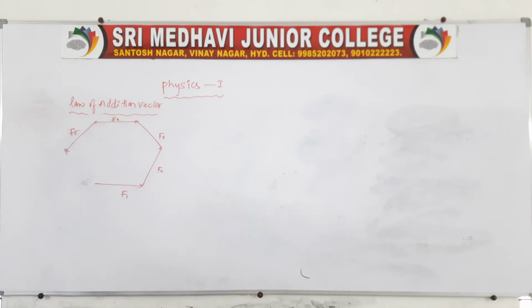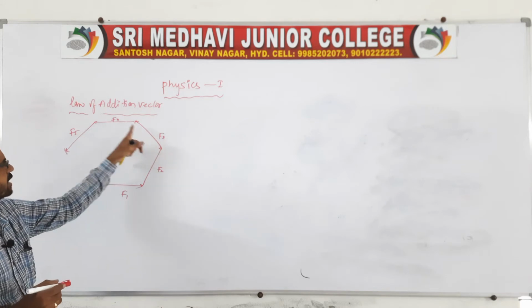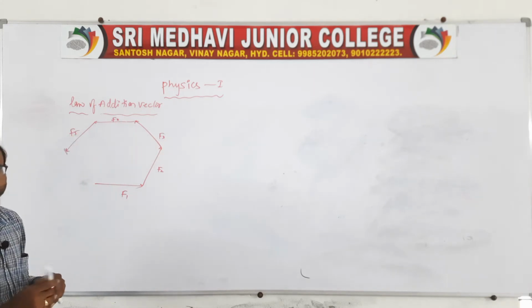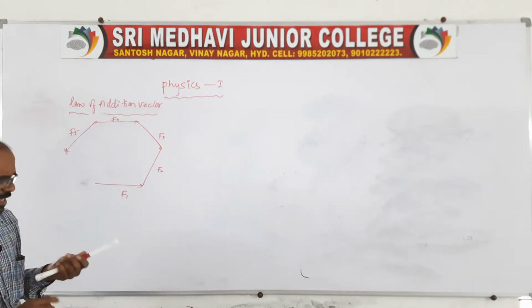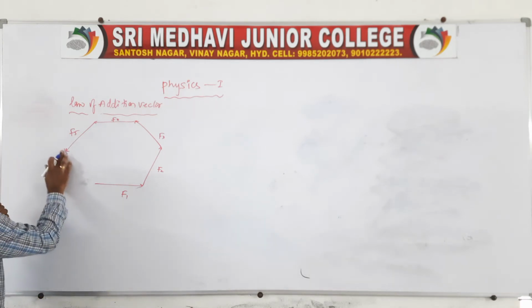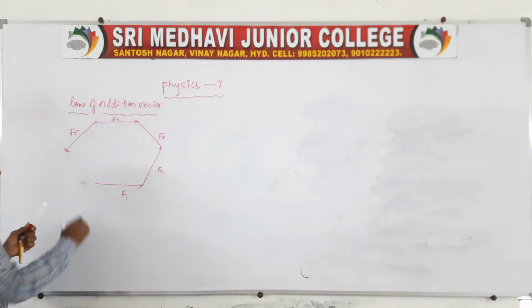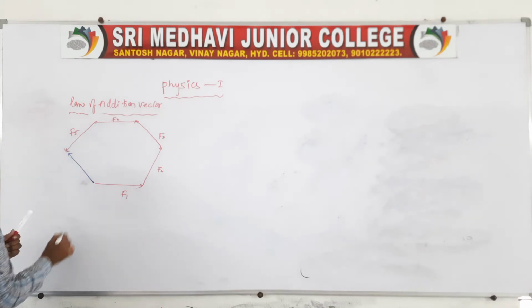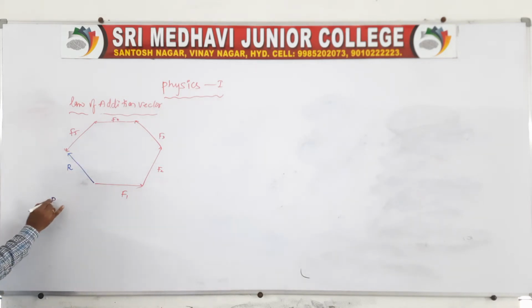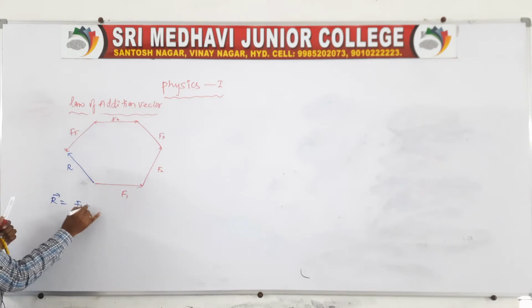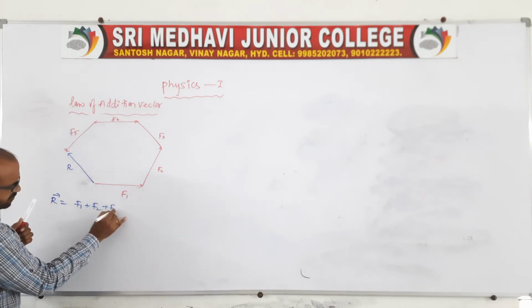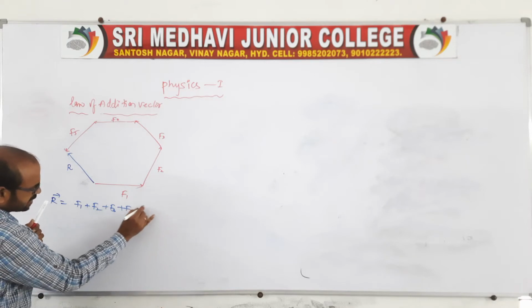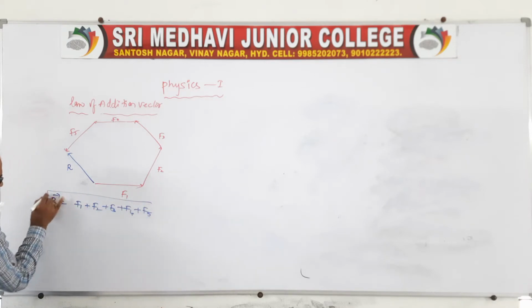See, there are a number of vectors represented both in magnitude and direction: F1, F2, F3, F4, F5. These are all represented both in magnitude and direction. Then their closing side, which we take in the reverse order, is represented as the resultant. So the resultant is equal to F1 plus F2 plus F3 plus F4 plus F5. It is nothing but the resultant of the polygon.